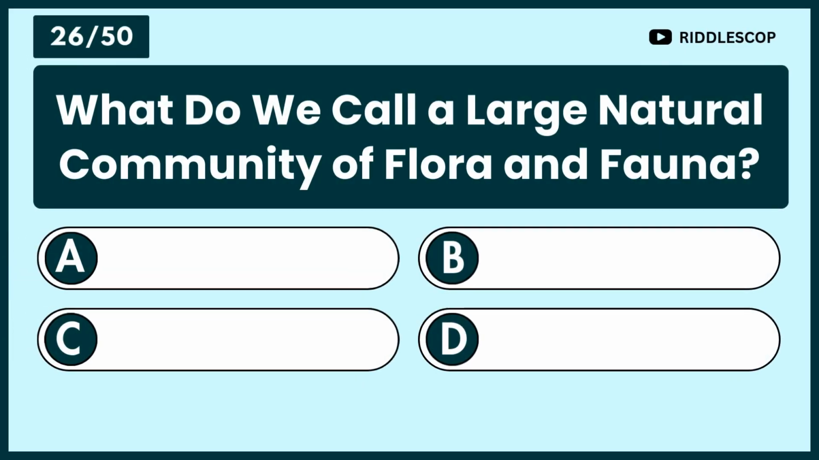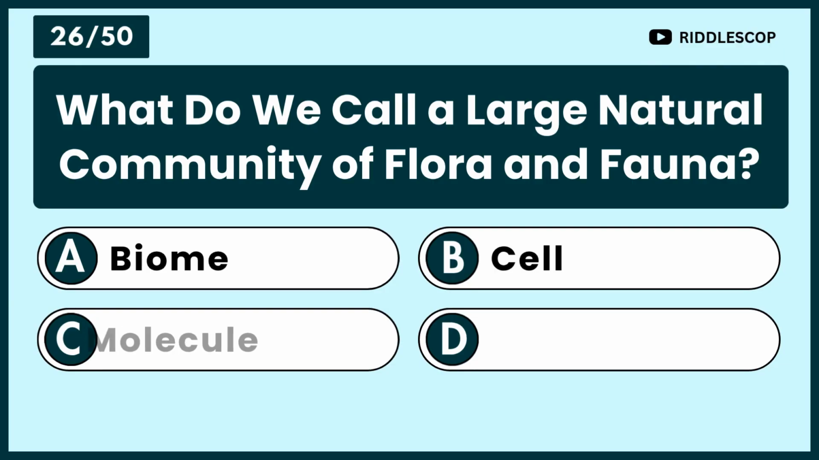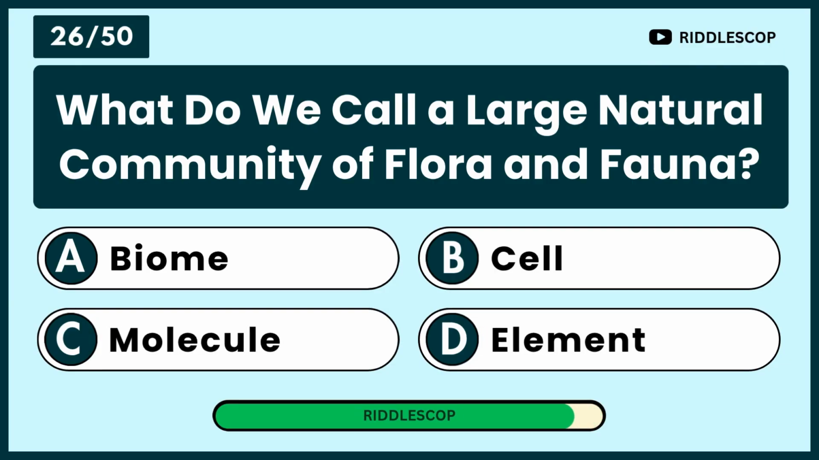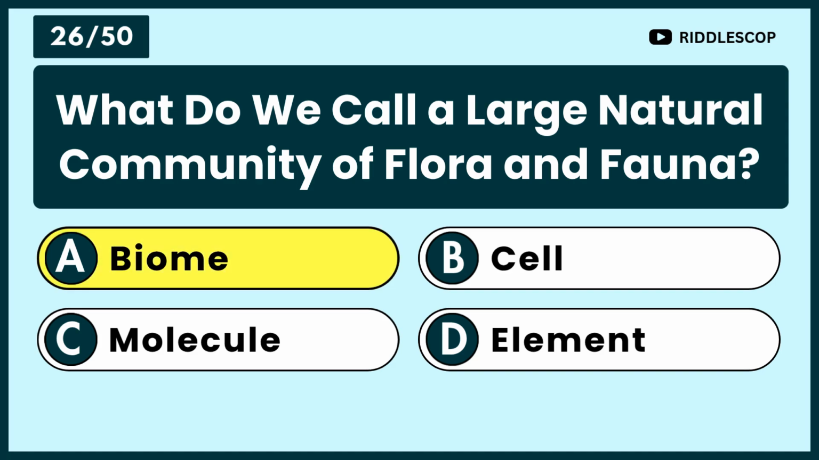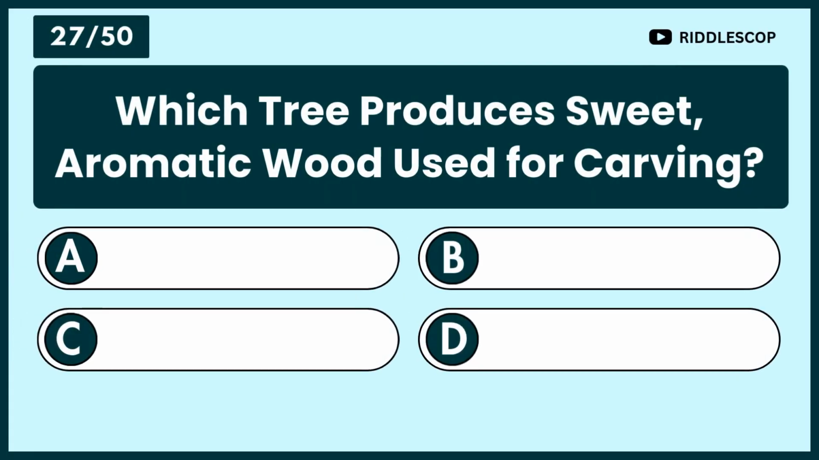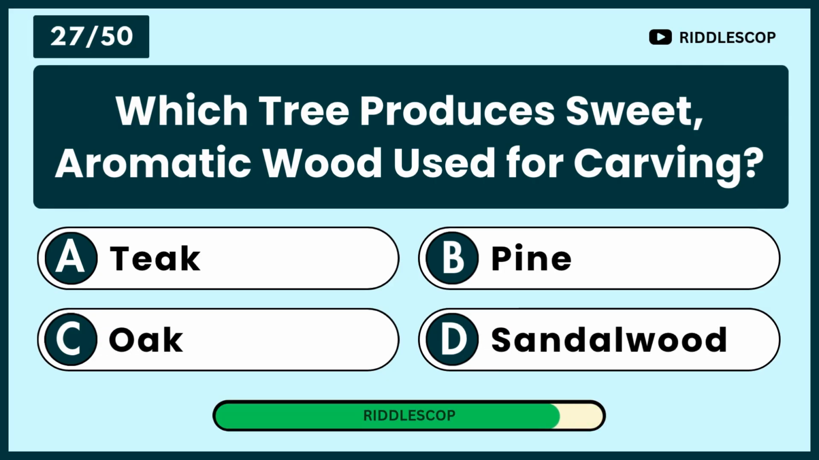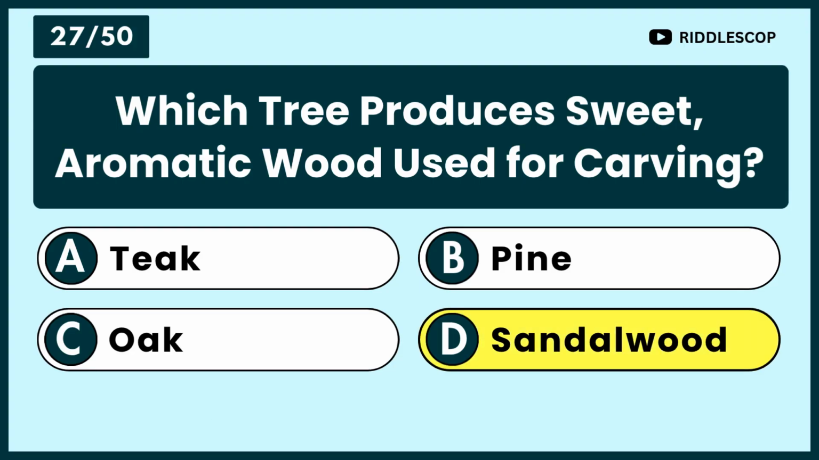What do we call a large natural community of flora and fauna? Option A. Biome. Which tree produces sweet aromatic wood used for carving? Option D. Sandalwood.